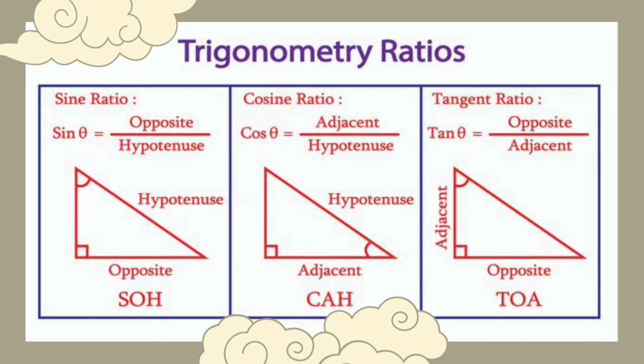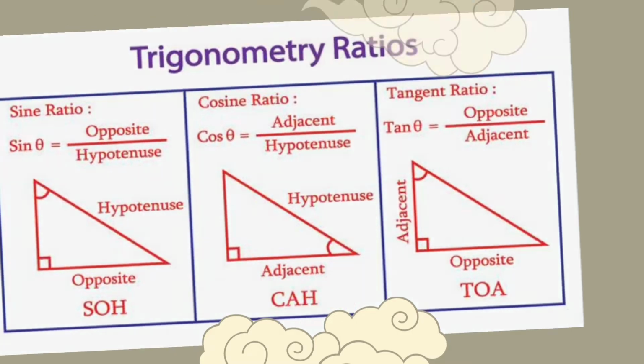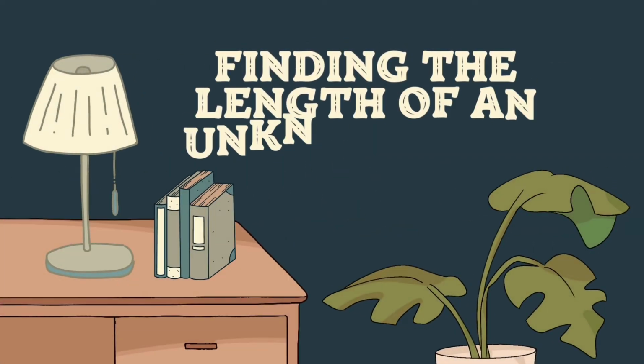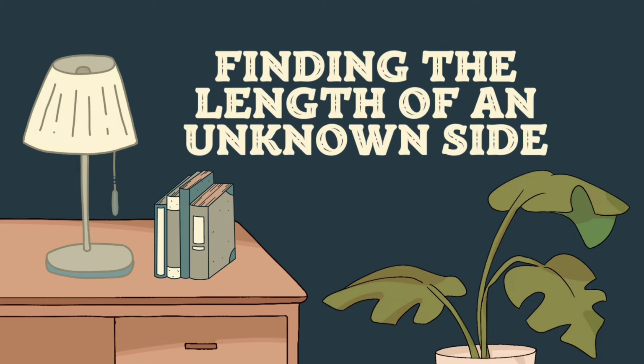A quick way to remember this is the acronym SOHCAHTOA, where SO stands for sine and is the opposite all over the hypotenuse, and CA stands for cosine and is the adjacent all over the hypotenuse, while TOA stands for tangent of angles and it is the opposite all over adjacent. So we are going to apply this knowledge of trigonometric ratios to find the length of an unknown side of a right-angled triangle. We are going to take a few examples on how to find the length of an unknown side of a right-angled triangle.